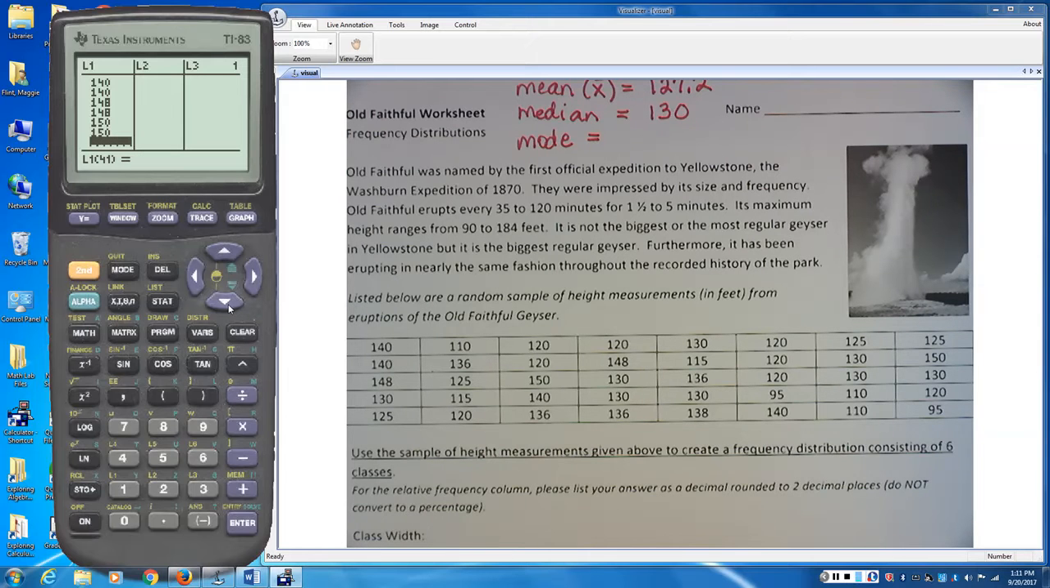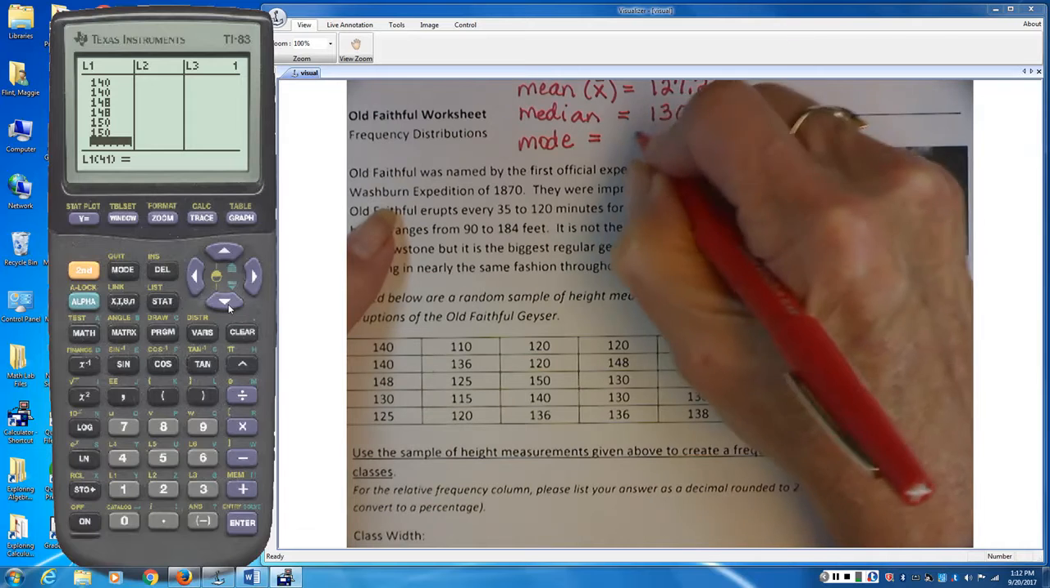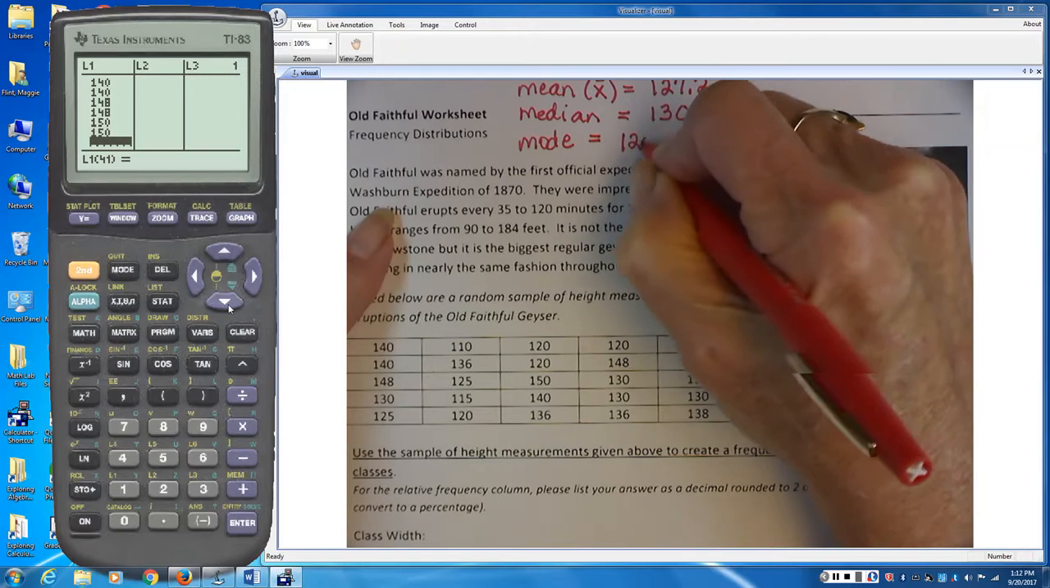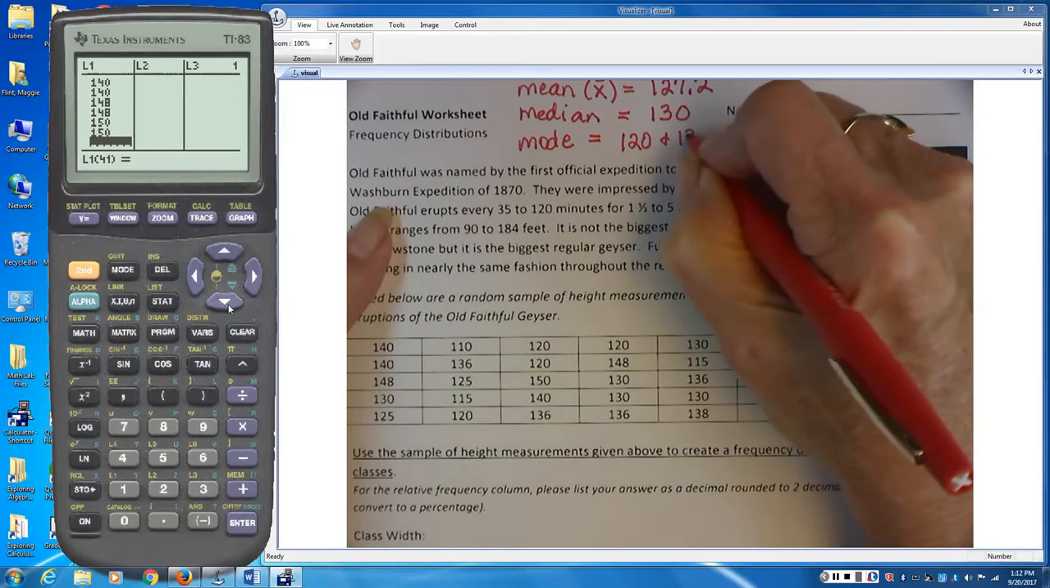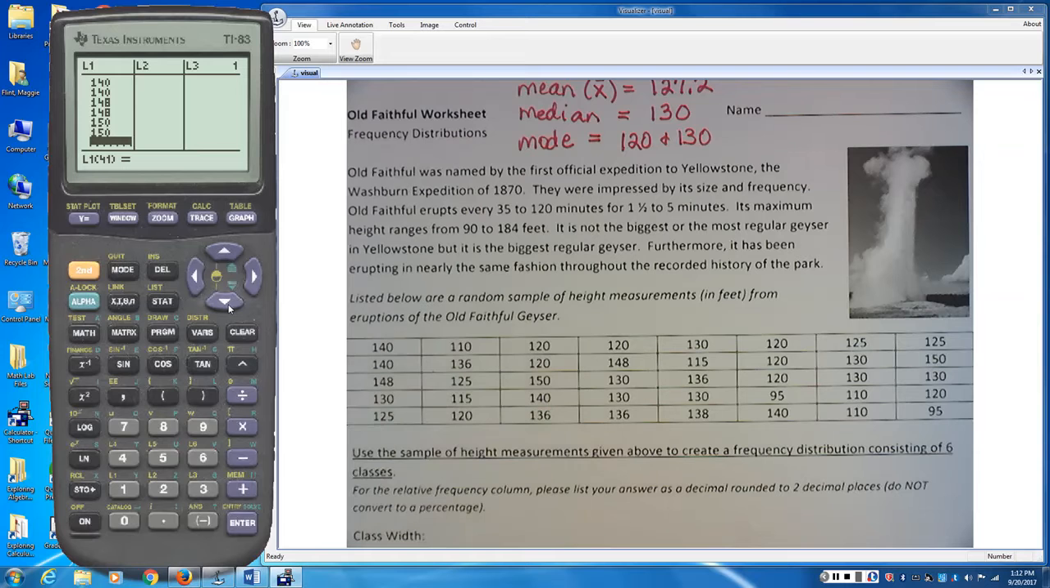So this data set actually has 2 modes. It's what we call a bimodal data set. It has 2 modes. The modes are 120 and 130. So we'll just make a note of that. Those will help you get set in your mind when we talk about what the histogram looks like. We can look at where those fall on the histogram and where that falls in your frequency distribution.